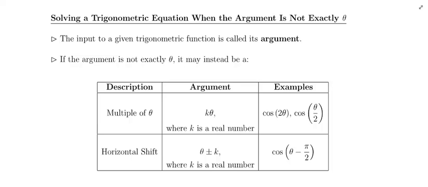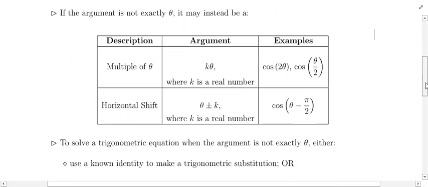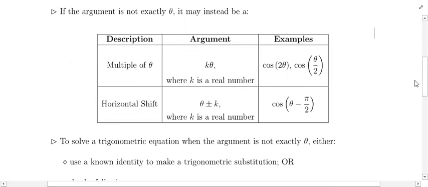The last type of trigonometric equation we are going to learn how to solve is a trigonometric equation when the argument is not exactly theta. So let's read here. It says the input to a given trigonometric function is called its argument. If the argument is not exactly theta, it may instead be a multiple of theta, meaning that your argument is going to look like this, k times theta, where k is a real number. So examples include what you see in a double angle formula as well as a half angle formula.